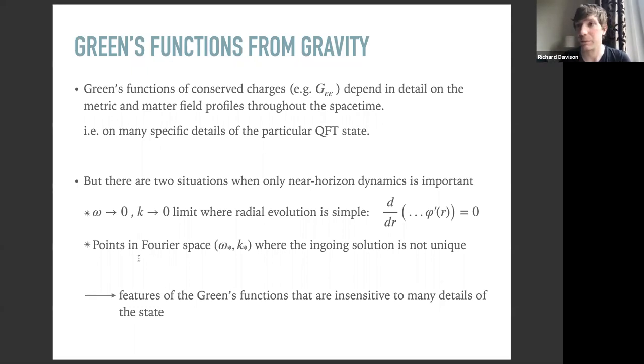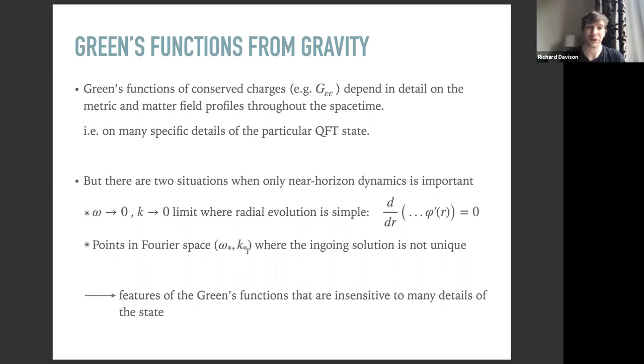But there's a second class of situations where, again, we can tell something specific about the Green's function without doing some complicated radial evolution of the solutions. And that is, there are certain points in Fourier space, so certain pairs of values of omega and k, where there is no unique ingoing solution to the perturbation equation. So what that means is, when instead of looking for a particular linear combination of normalizable and non-normalizable modes that's regular at the horizon, there is no such unique combination that's regular.